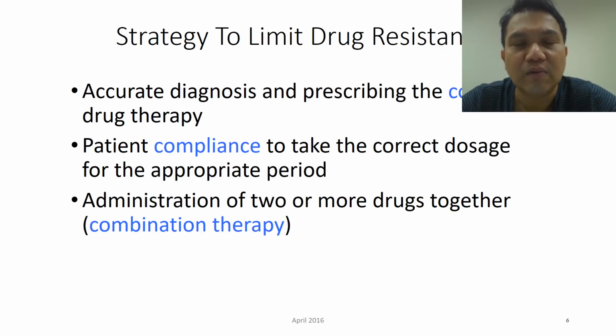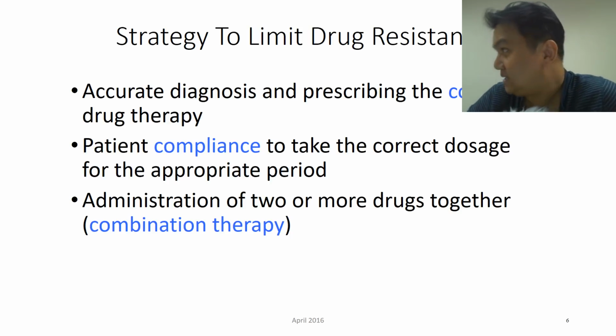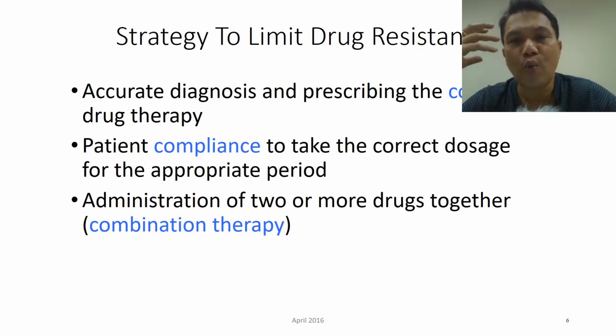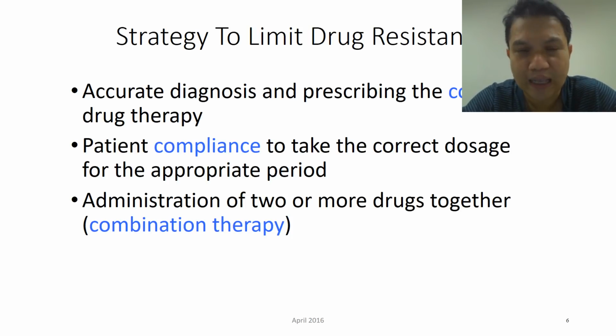Now, to minimize or prevent drug resistance, what we normally do is try to ensure that doctors do their part of diagnosing diseases and knowing what will be the best antibiotic to prescribe to the patient. So that is whose job? Not yours, the doctor's job. Second point, patient compliance. Whose job? The patient's. Third one, administration of two or more drugs. Who can do that? You can't. So this is none of your job. Am I right? This is all the doctor's job.